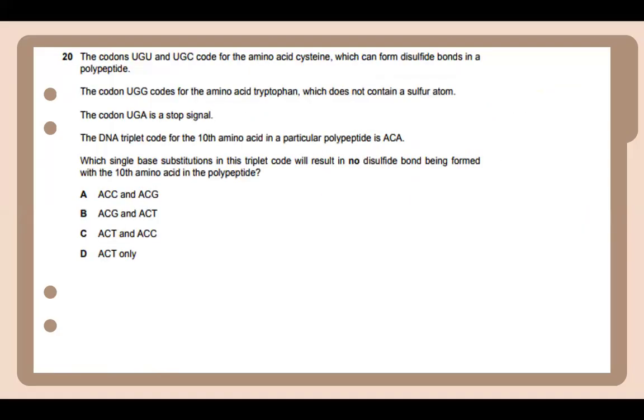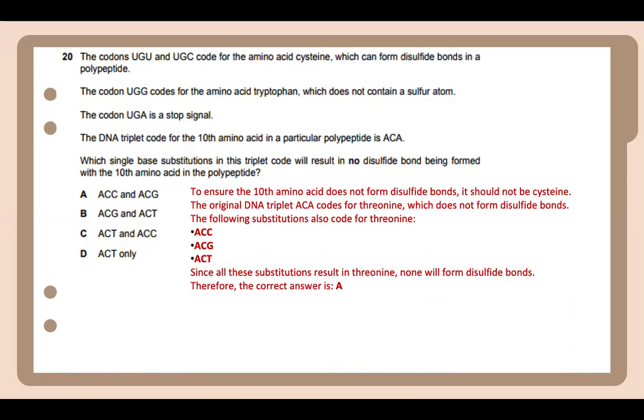The codons UGU and UGC code for the amino acid cysteine, which can form the disulfide bond in a polypeptide. The codon UGG codes for the amino acid tryptophan, which does not contain a sulfur atom. The codon UGA is a stop signal. The DNA triplet that codes for the 10th amino acid in a particular polypeptide is ACA. A single base substitution in this triplet code will result in no disulfide bond being formed with the 10th amino acid in the polypeptide.